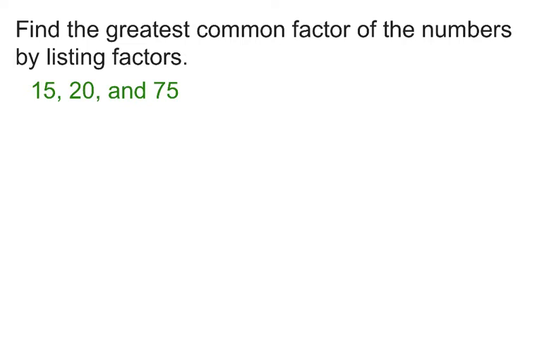Now I want you to check your notes with me. So let's start by listing the factors of 15. Always start with the smallest number. That's going to save you time. So my factors of 15, I have 1 times 15. I also have 3 times 5.